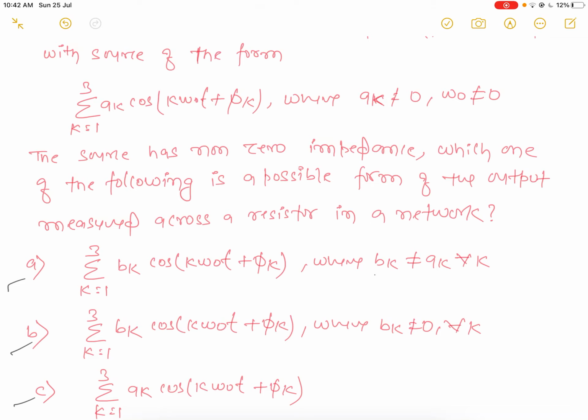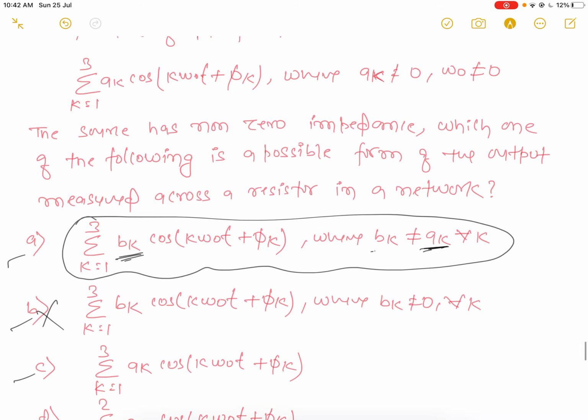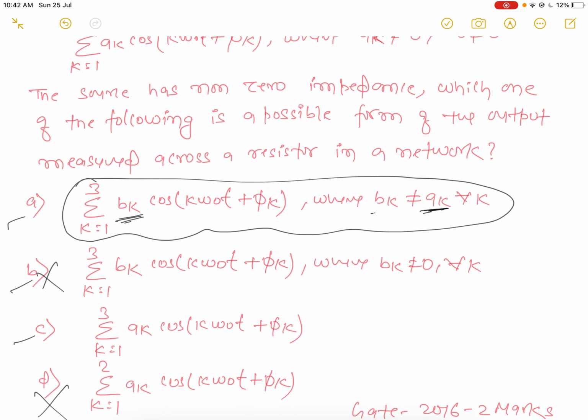So here check it. The possibility is that the magnitude is bk, so it is given not for all values ak. So this option is appropriate as the answer, because our amplitude will not be the same. Here it is written bk not equal to 0. There may be a possibility that it is equal to ak, but that is not possible in an LTI system, since when you apply a sinusoidal signal you will not get the same amplitude. So this option is also not appropriate. And here the condition is not mentioned, so this option is also not the right answer. So our right answer will be option A.